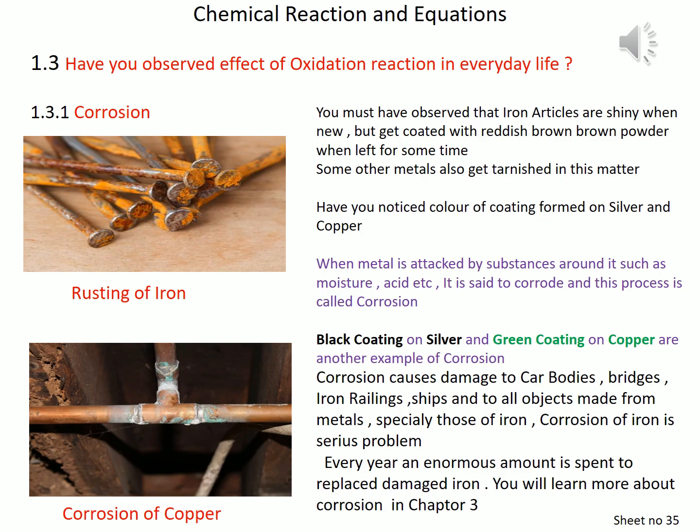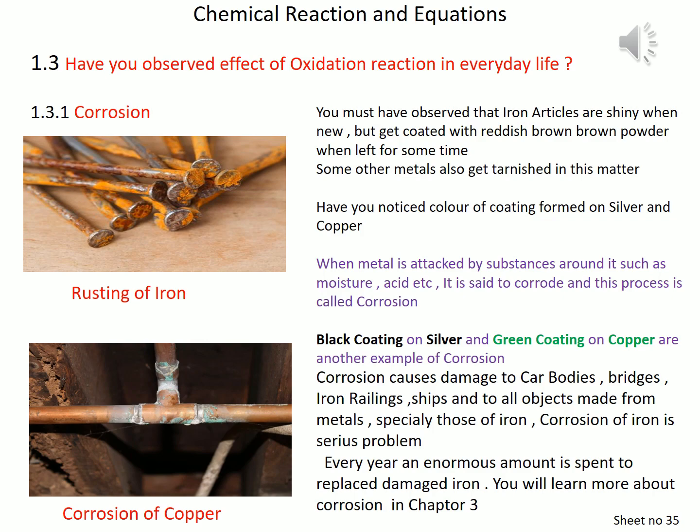Some other metals also get tarnished in this fashion. Have you noticed the color of the coating formed on silver or copper? That we will see. When a metal is attacked by substances around it, such as moisture or acid, it is said to corrode, and this process is called corrosion. In a simple way, it is deteriorating the quality of the metal.